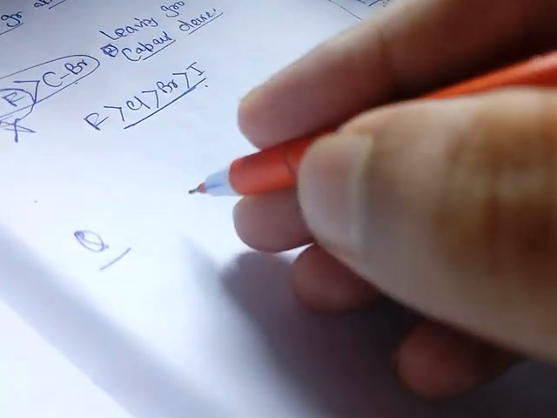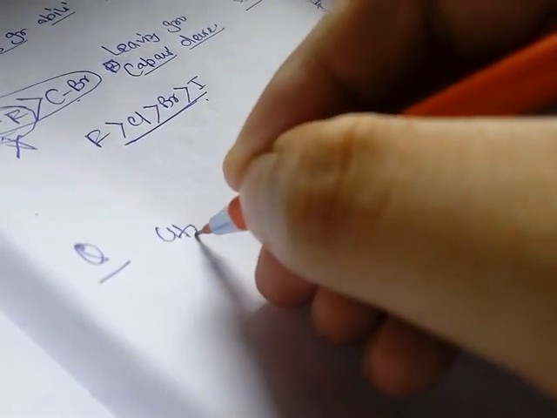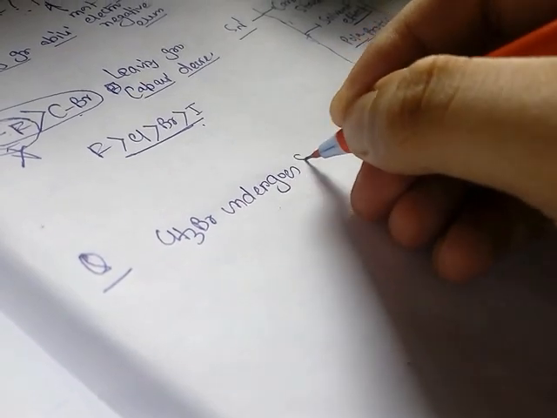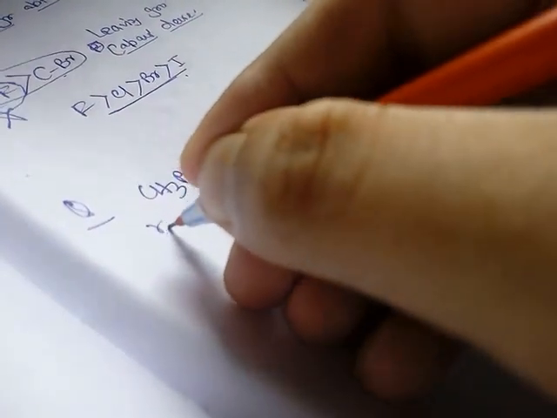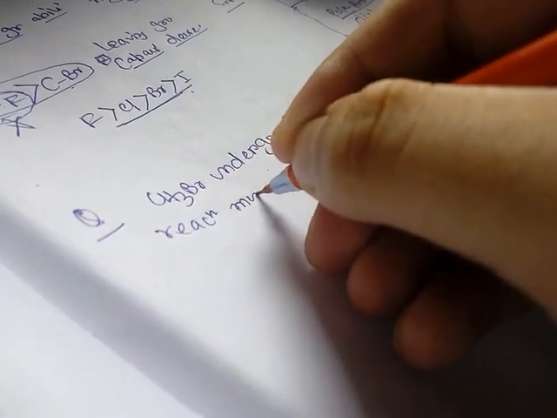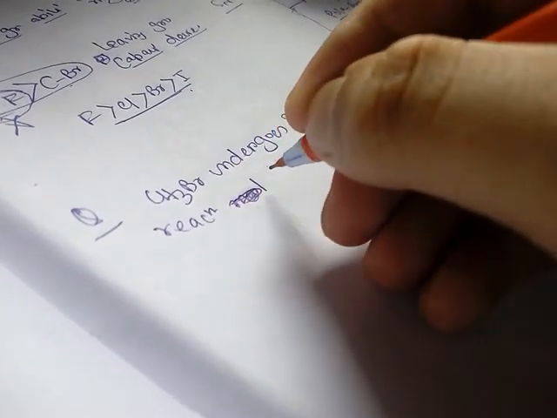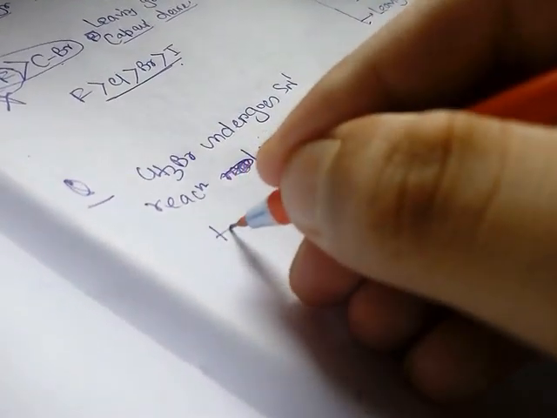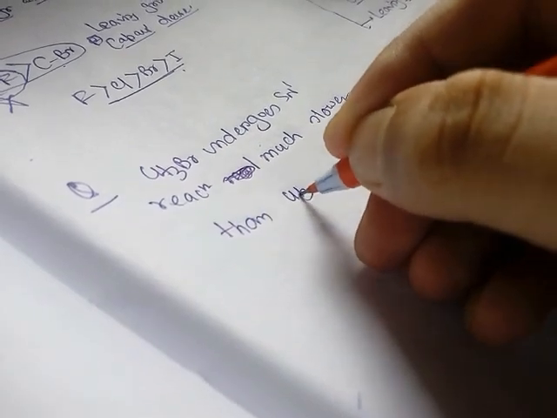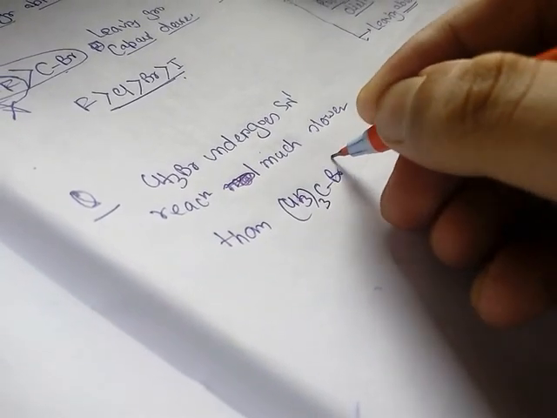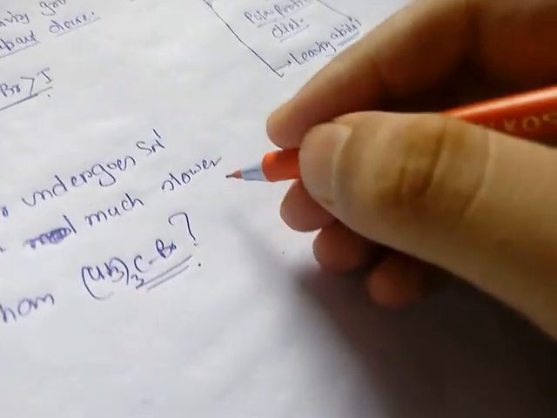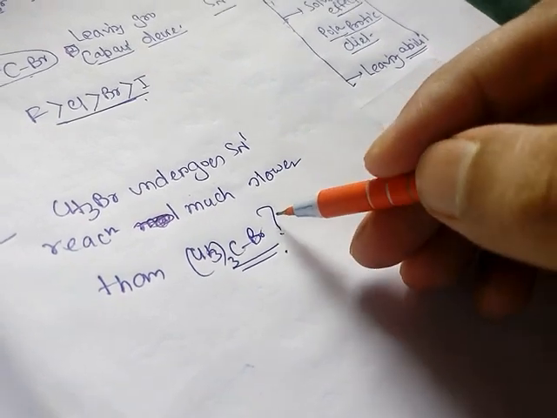Now, there may be a question in SN1 reaction, and please remember this, that CH3Br undergoes SN1 reaction much slower than CH3 CH3 CH3 CBr. Why? This type of question is mainly asked in 11th or 12th CBSE. This is a very good question.